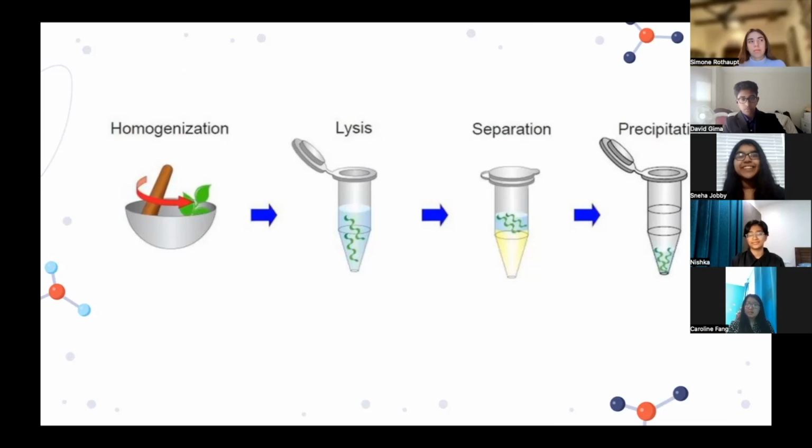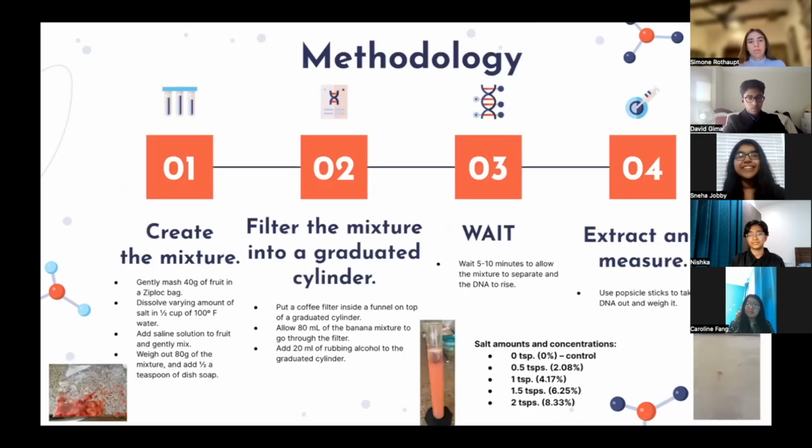To test our hypothesis, we first gently mashed our fruits in a Ziploc bag to prepare them for the extraction process without harming the DNA. Then approximately 100 grams of tap water was heated to 100 degrees Fahrenheit, since the greatest DNA yield is usually between 95 degrees Fahrenheit and 105 degrees Fahrenheit. Salt was then dissolved in the water. The amount of salt added was different for each trial to achieve different concentrations.